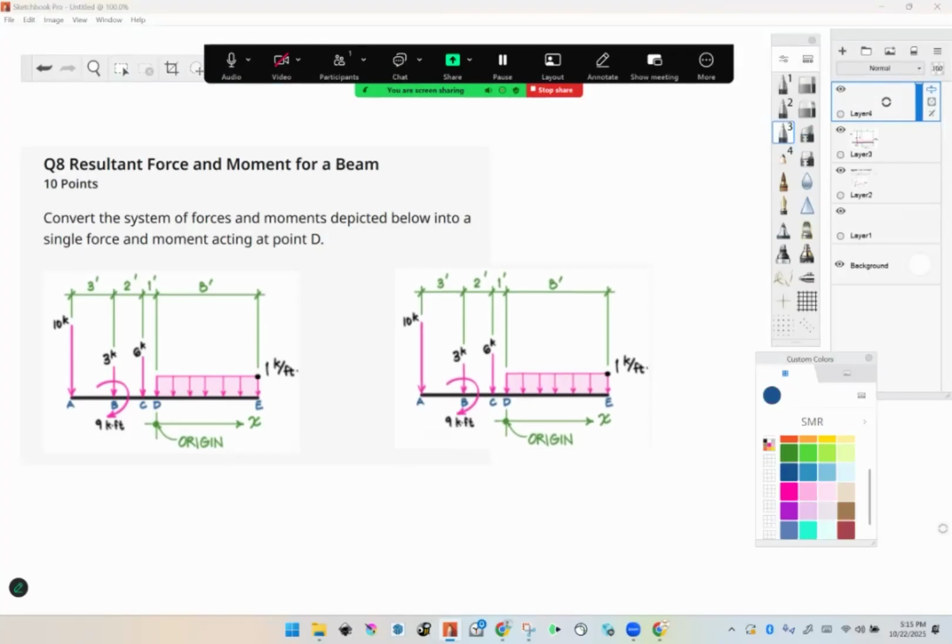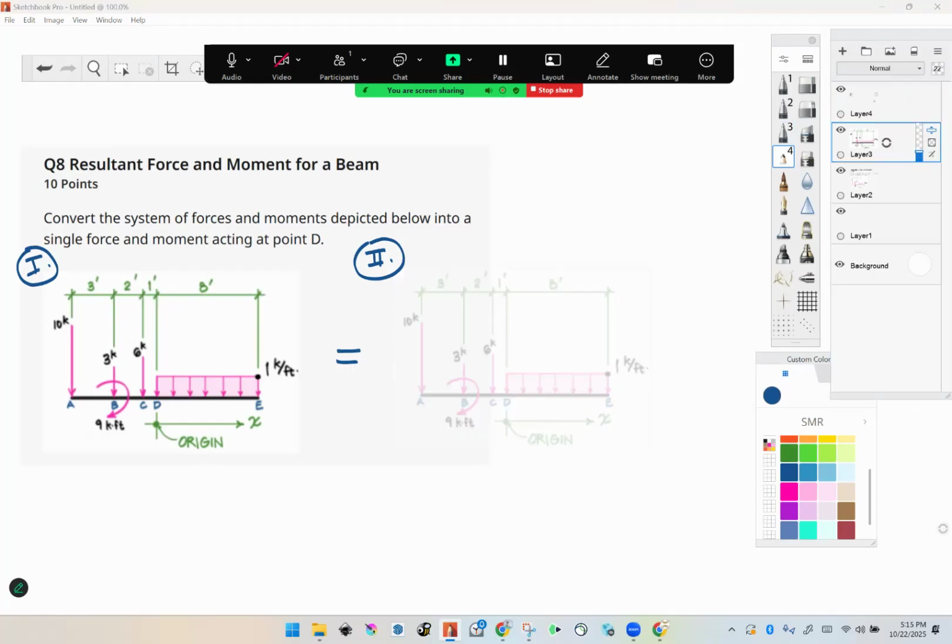All right, so we want to do equivalency. So these systems are going to be equal. System 1 needs to have the same effect as system 2. That means the same net force, same net moment. And for system 2, this is what we're asked to solve: a force and a moment acting at point D.